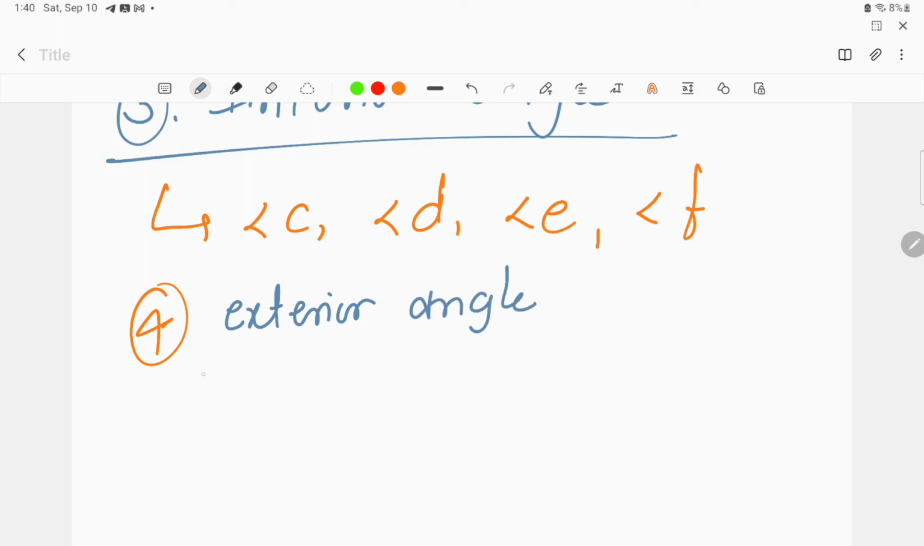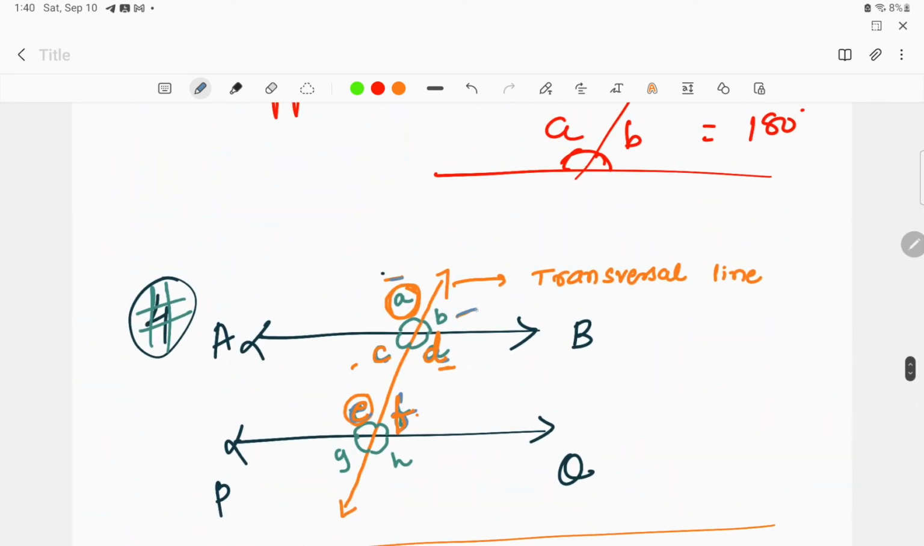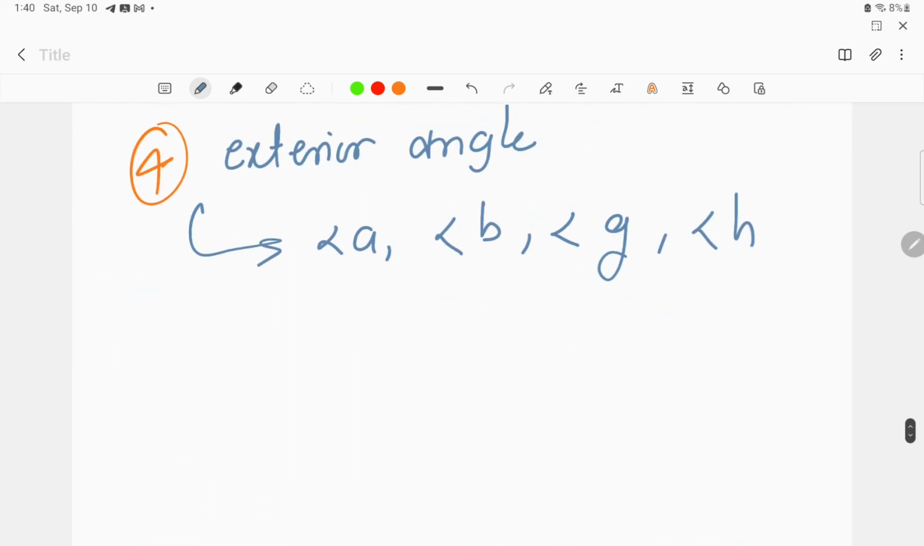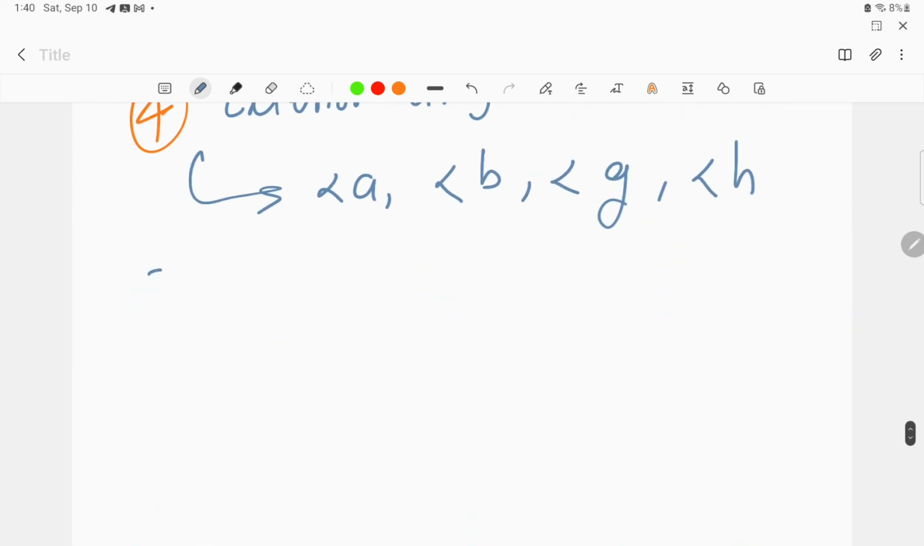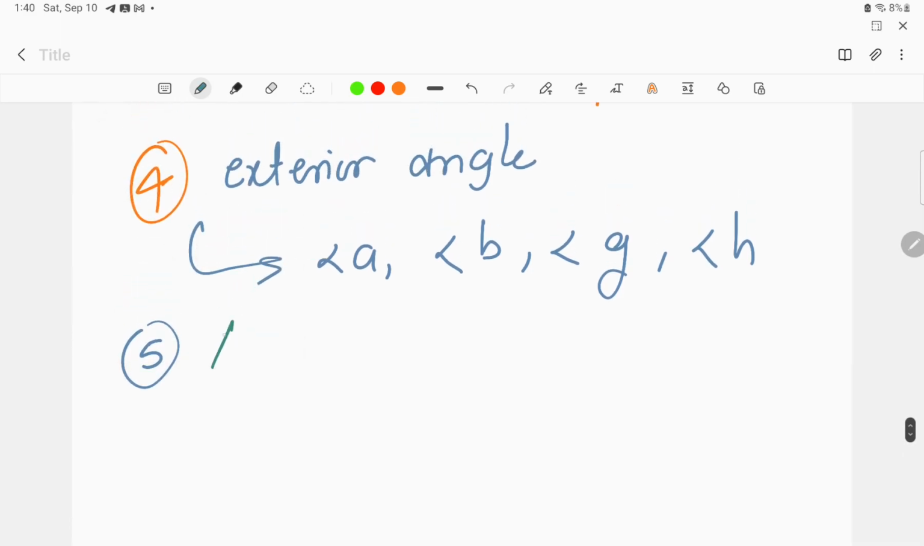So basically here angle A, angle B, angle G and angle H. Look at the diagram. Angle A, angle B, angle G and angle H are the exterior angles. The fifth term that we will learn over here is alternative angles.